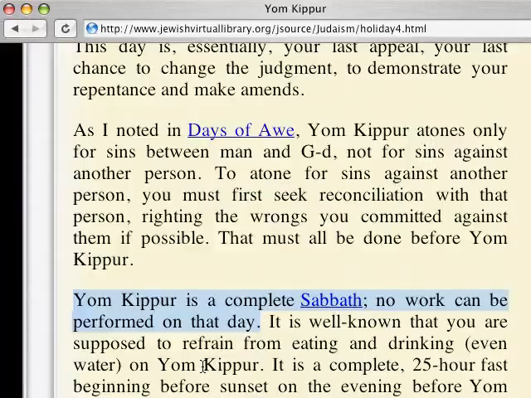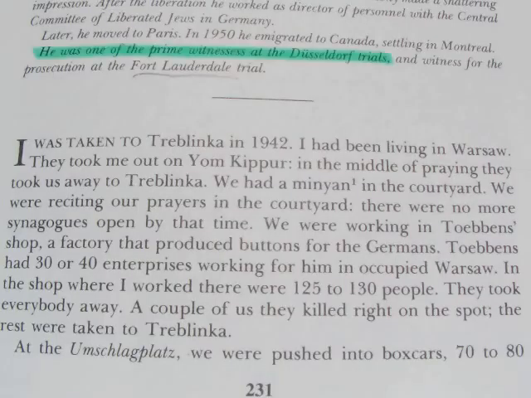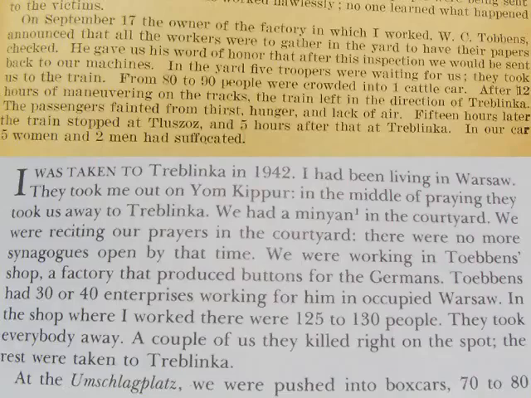By the way, it says up here that Rosman was one of the prime witnesses at the Dusseldorf trials and witness for the prosecution at the Fort Lauderdale trial. A couple people at this trial got life imprisonment, and the guy in this trial, Fedor Fedorenko, was later executed in the Soviet Union. Here's the two accounts side by side if you want to pause and compare.